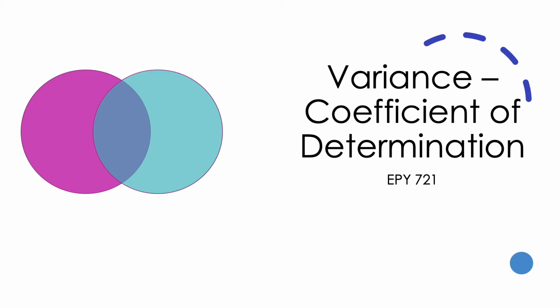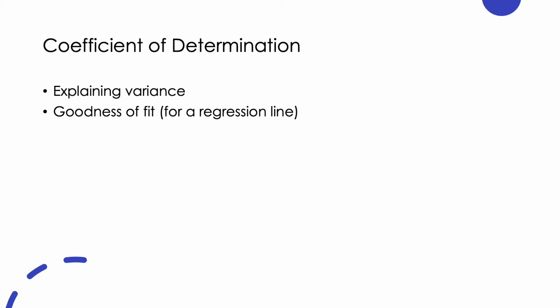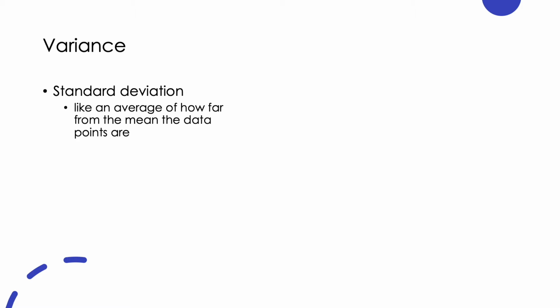When we work with correlation and regression, we have very valuable information in a statistic called the coefficient of determination. There are two pieces of information from the coefficient of determination. First, we can explain the variance in a variable from the variance in another variable. And second, we can look at the goodness of fit for the prediction line.